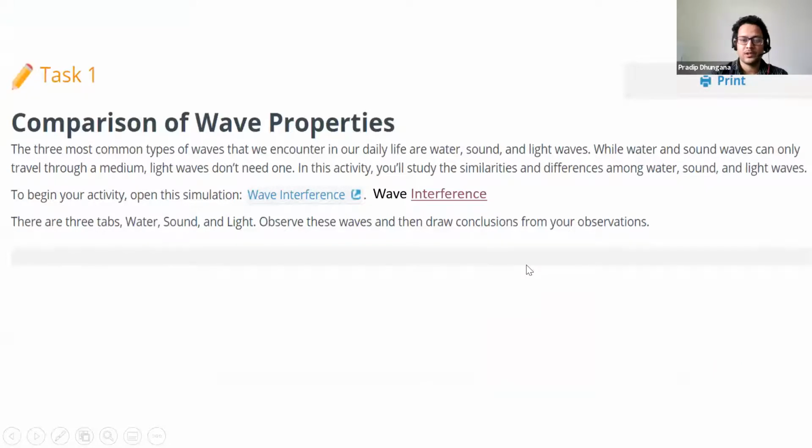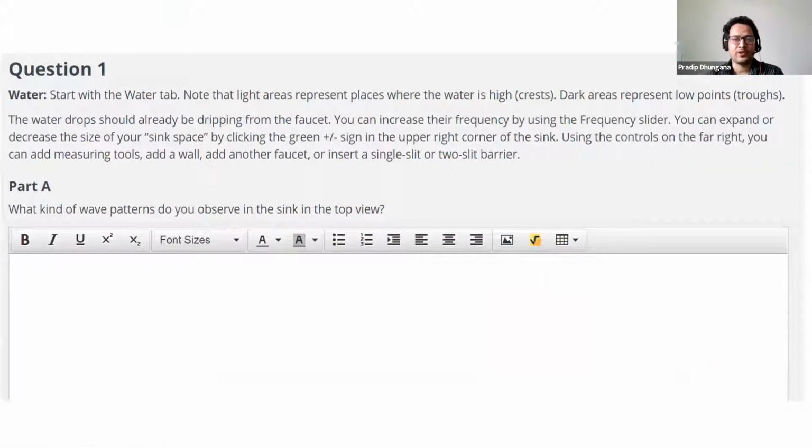So now let's go to the next slide. Now in question one, we do have different parts, and question two, different parts, and question three, we do have two different parts. Okay, and then we'll complete task one. It says start with the water tab. Note that the light area represents the place where water is high, the crest. The dark area represents the low points, the trough.